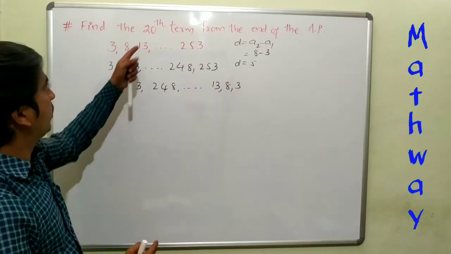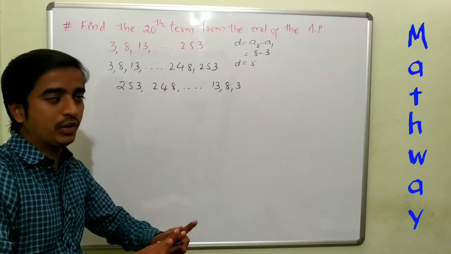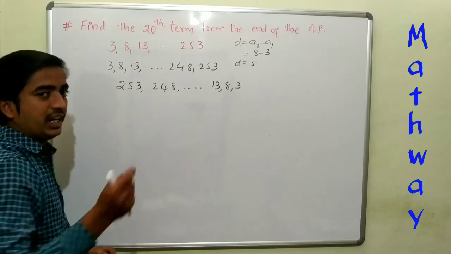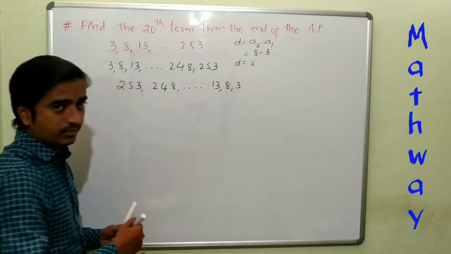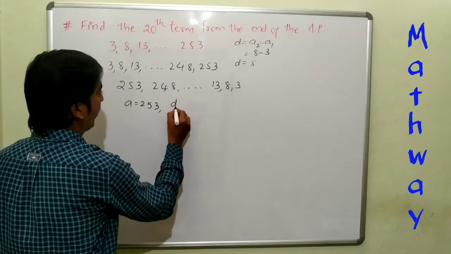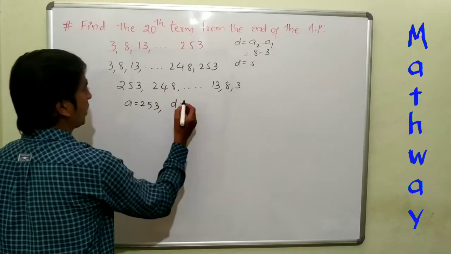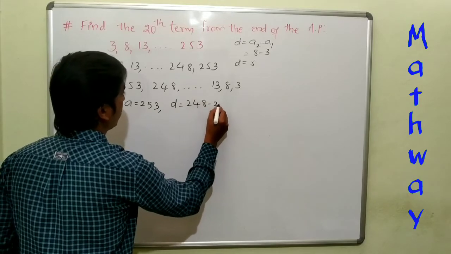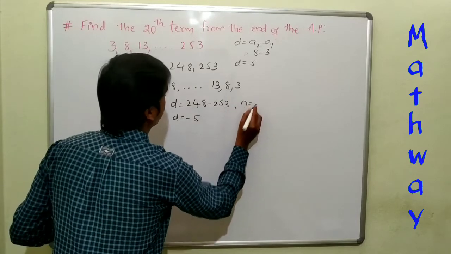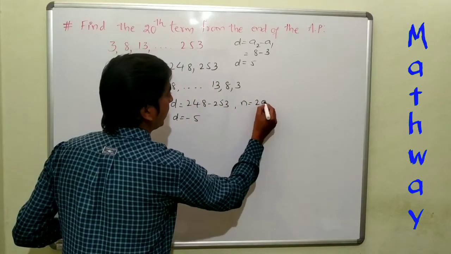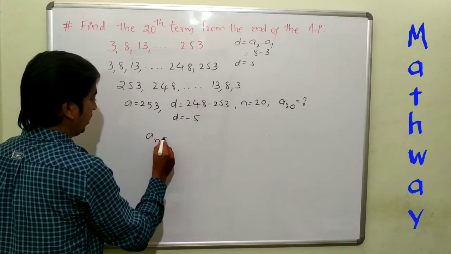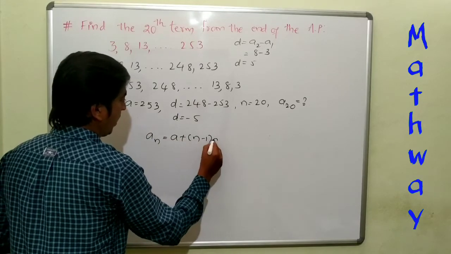So now the 20th term from the last is equal to the 20th term from the first in this AP. Yes or no? So now by using the An formula we can find it. In this series the first term A is 253, and the common difference D is the difference of two consecutive terms, 248 minus 253. What we get? 248 minus 253, that is minus 5. The common difference is minus 5. Now we are going to find the 20th term, so the n value is 20. So let us take the An formula: An equals A plus n minus 1 into D.